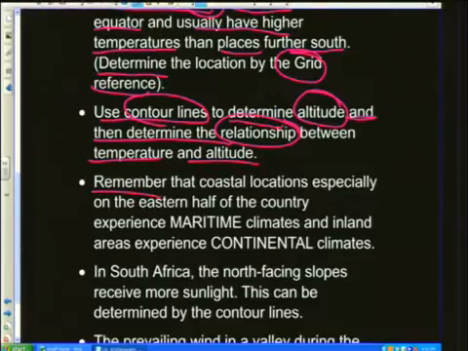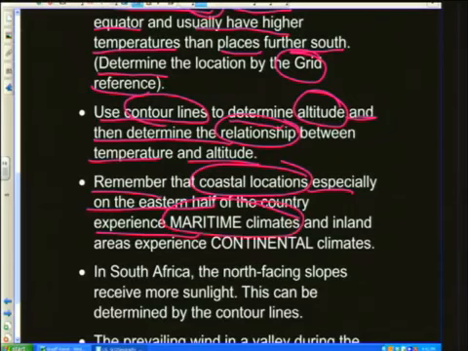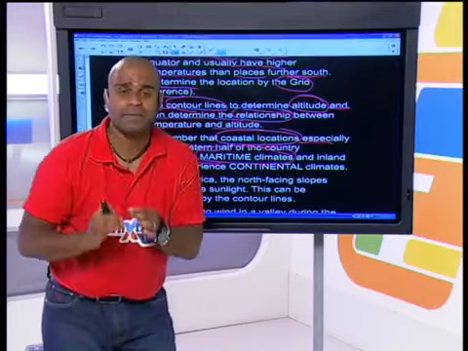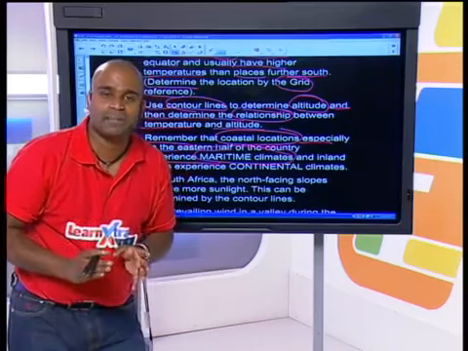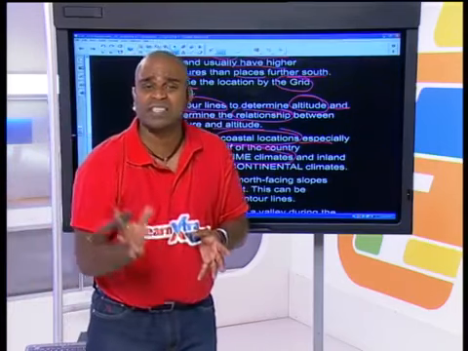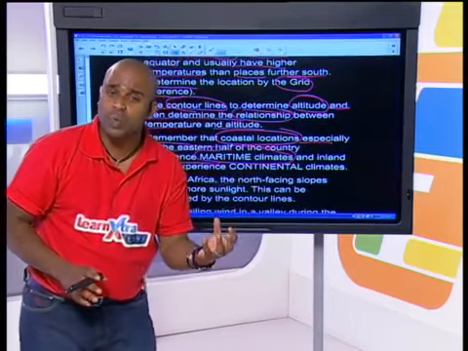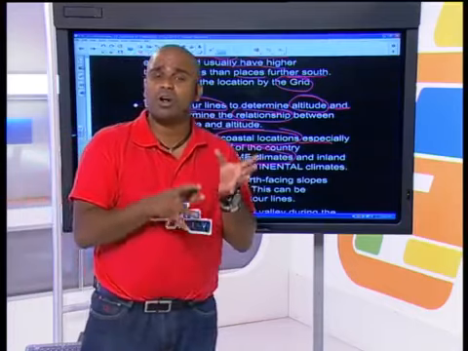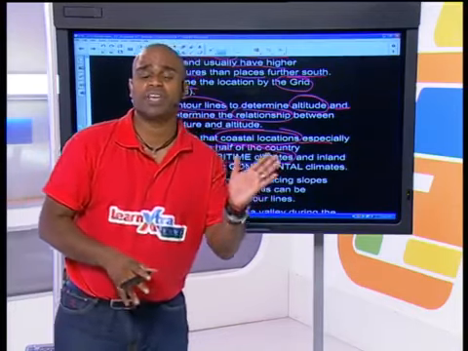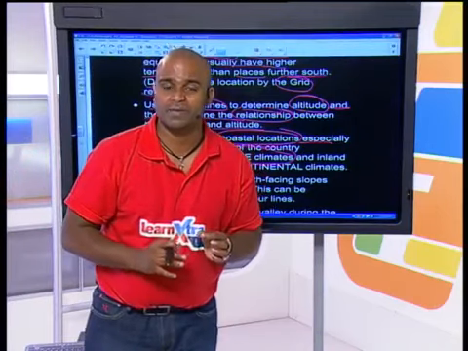Remember that coastal locations, especially on the eastern half of the country, experience maritime climates. Now, these are key concepts which I want you to remember. The type of climate experienced along the coast is referred to as a maritime climate. Maritime refers to the sea's influence along areas of the coast. Note that along your west coast, the Cape Town area also has a maritime climate because of the influencing mid-latitude cyclones that constantly bring rainfall to the western half of the country.